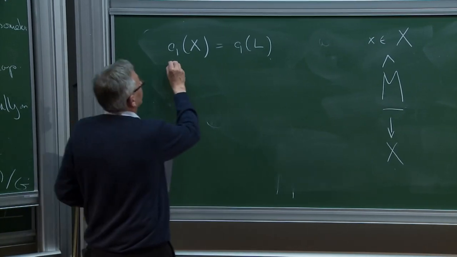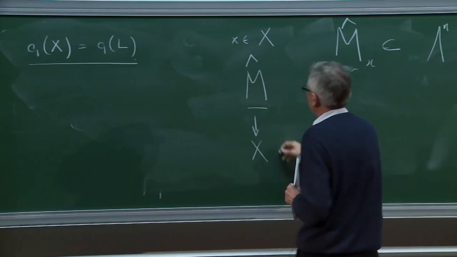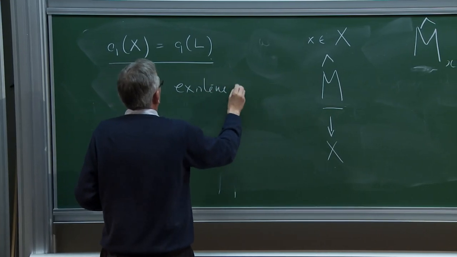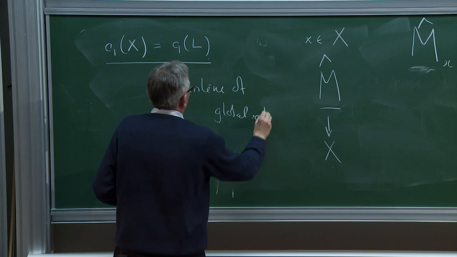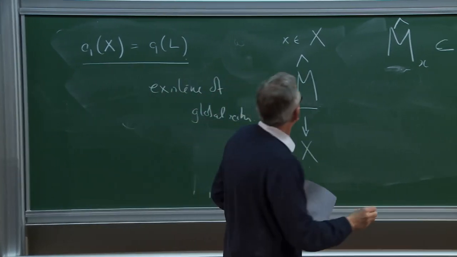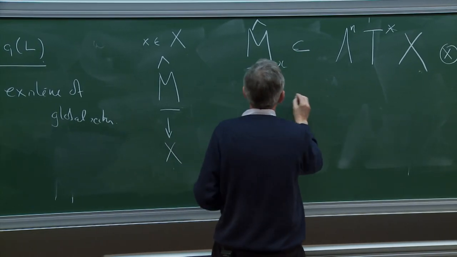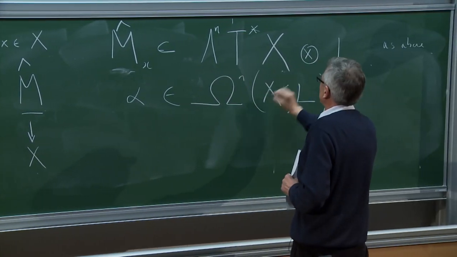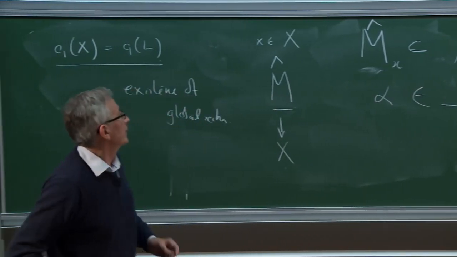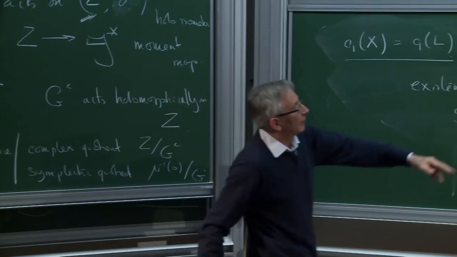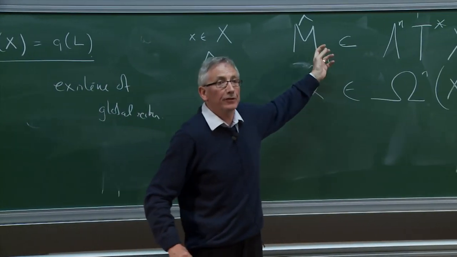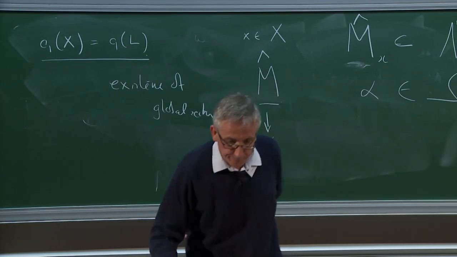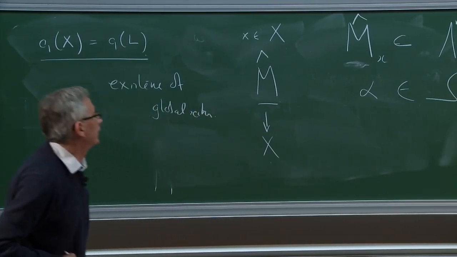And this is precisely the condition that there is a global section of this bundle. So it implies the existence of such things, alpha forms: these are n forms on X with values in this line bundle, which at each point lie inside these decomposable forms. And just topologically, there are such things. The integrability condition fits in very simply in this way.